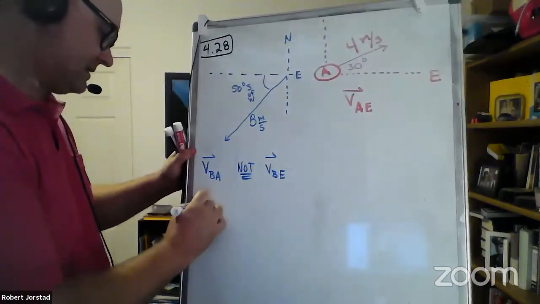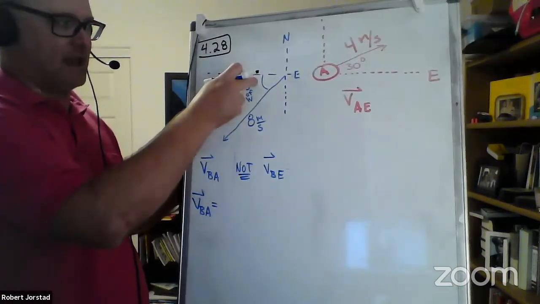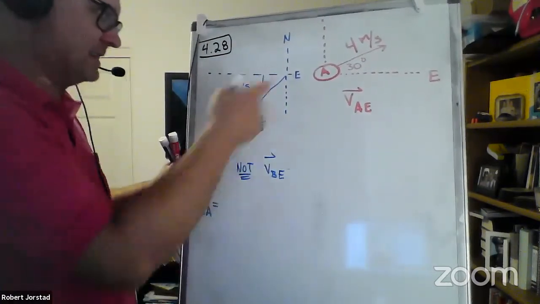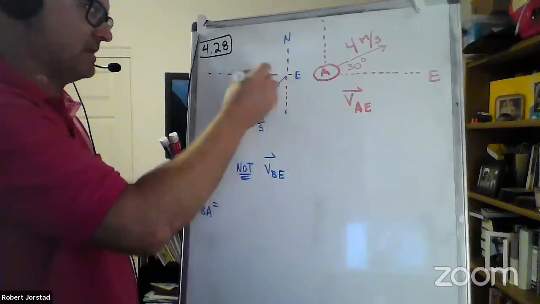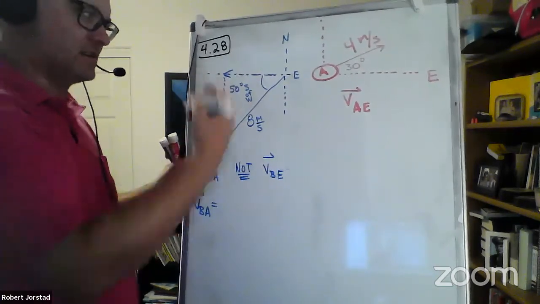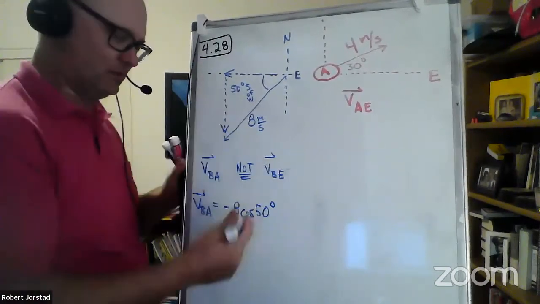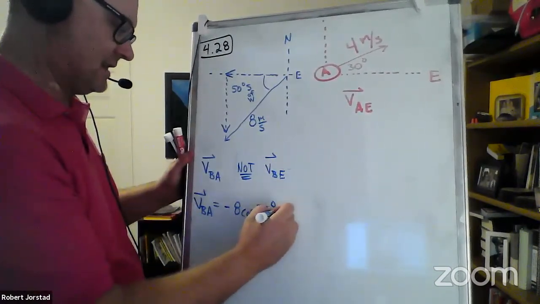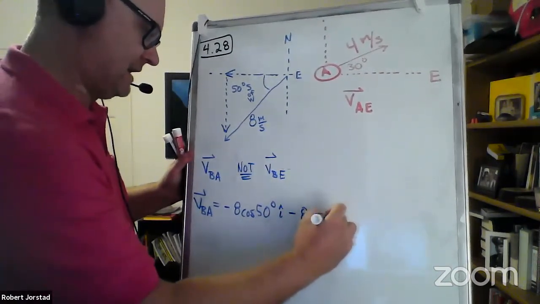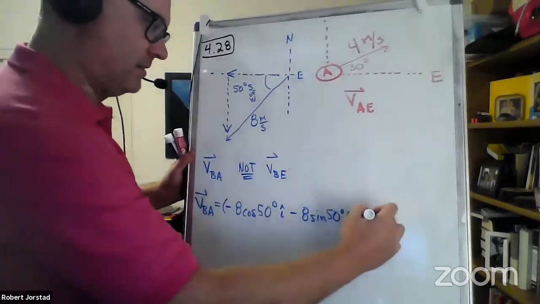So in this case, VBA is going to be, it looks like this angle is 50, so this side should be 8 cos 50. And it's going to be negative, right? Because it's going left. So negative 8 cos 50, and again, I'm being lazy with sig figs just because I don't have room, in the i hat. And then minus 8 sine 50 in the j hat. And that's all meters per second.